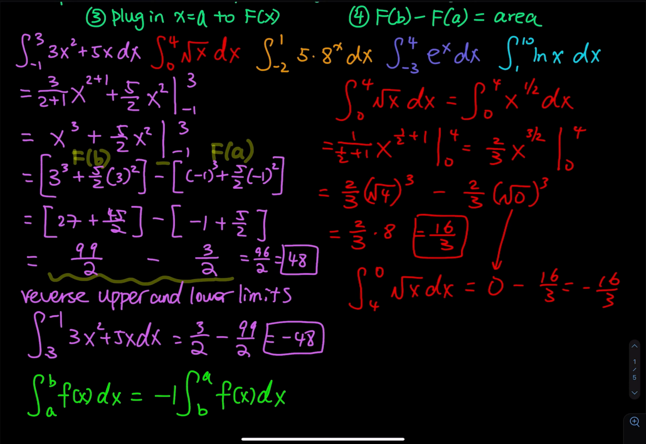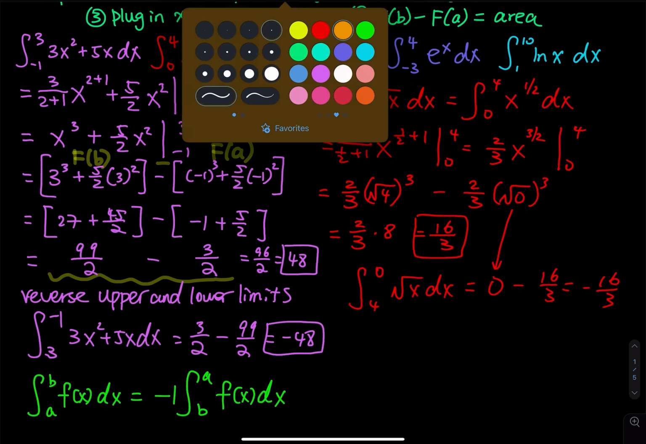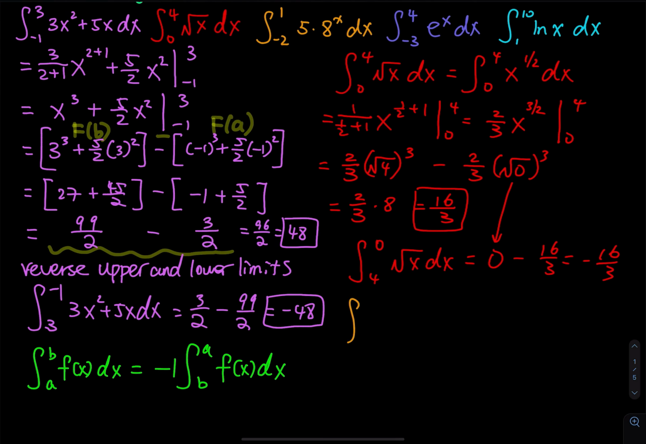All right, so how about the next one? The next one we have right here: 5 times a to the x. The next two problems are exponential functions. This is an exponential function, and this is a natural exponential function. Let's do that. We have the integral from -2 to 1 of 5 times a to the x dx.